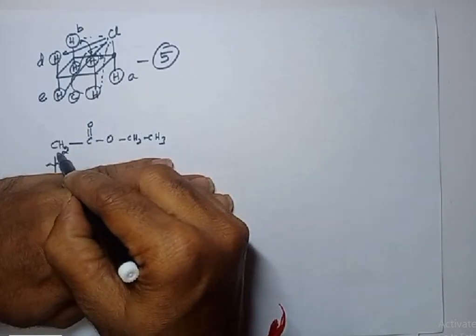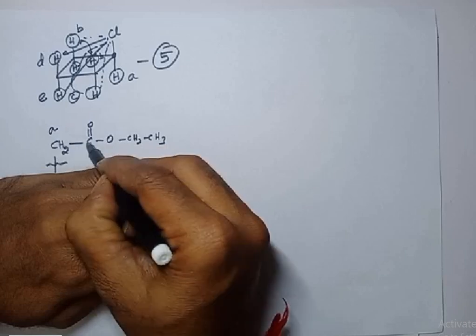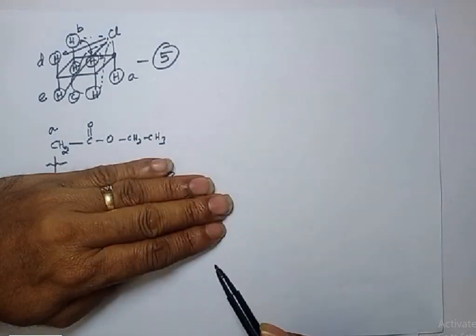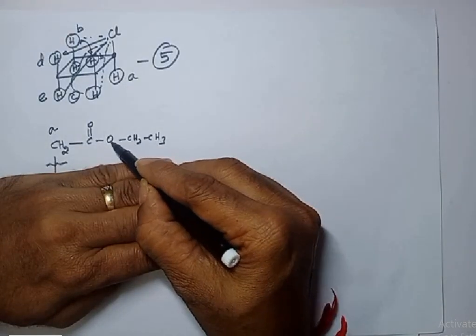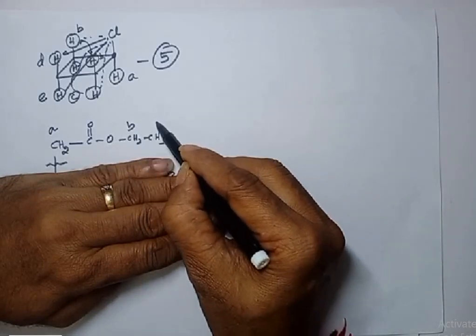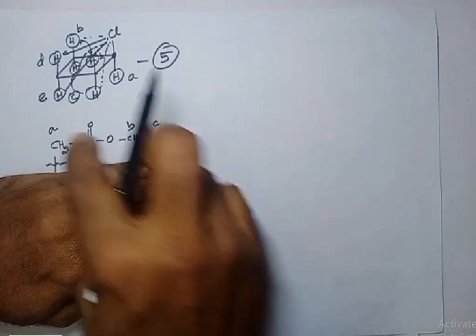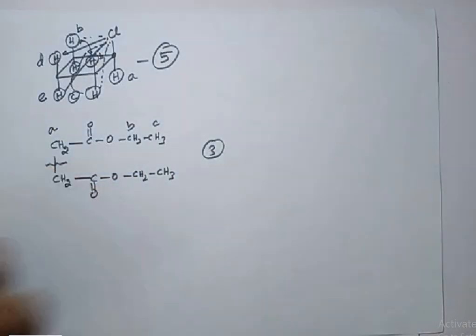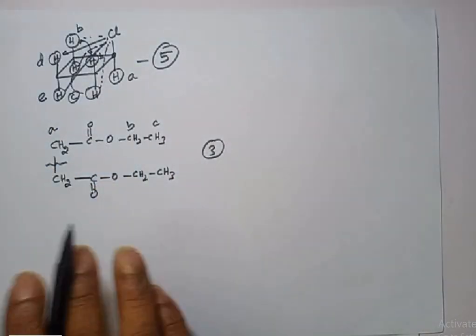Here, this CH2 is connected to the carbonyl group, so it is in one environment. This CH2 is attached to oxygen, so it is in a different environment. And this methyl group is attached to CH2, so it is in a different environment. So we get 3 signals in the proton NMR spectrum of this compound.